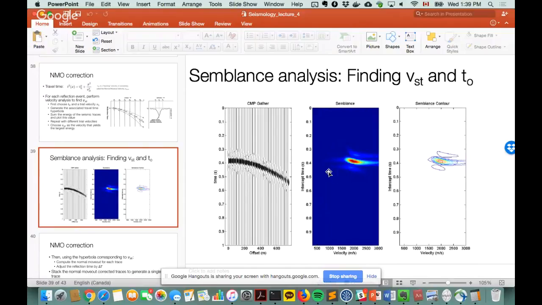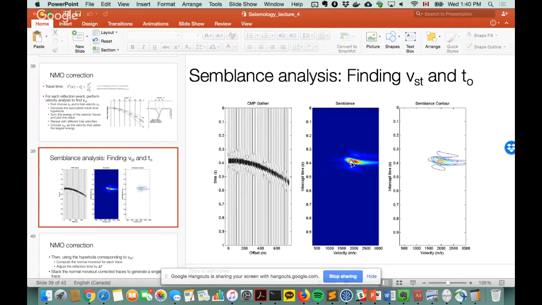So essentially it's a function of intercept time and velocity. Where's the peak? You just need to pick this point, and that's the optimal intercept time and velocity. What it does is try a whole bunch of different velocity ranges and intercept time ranges.